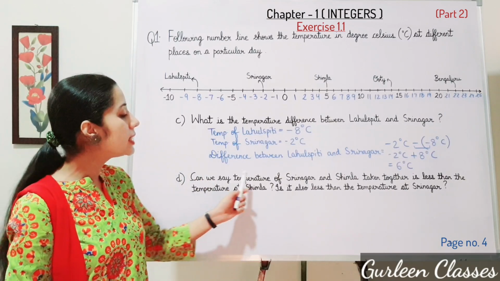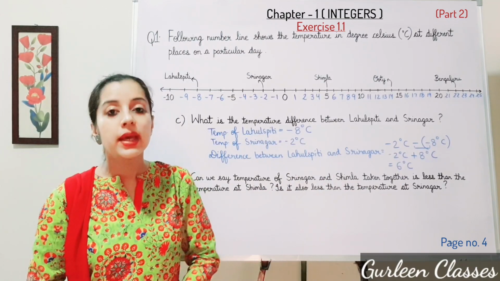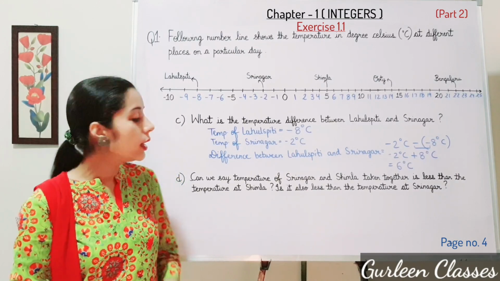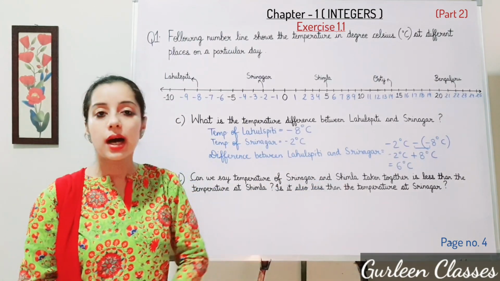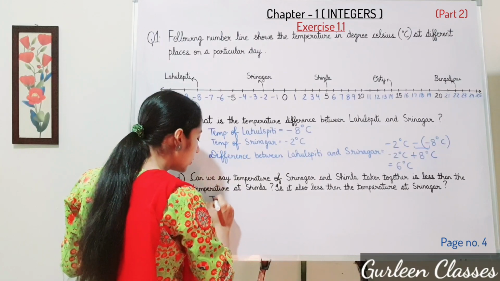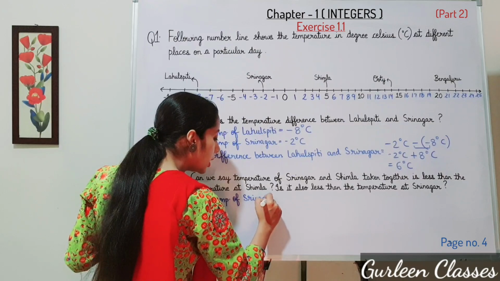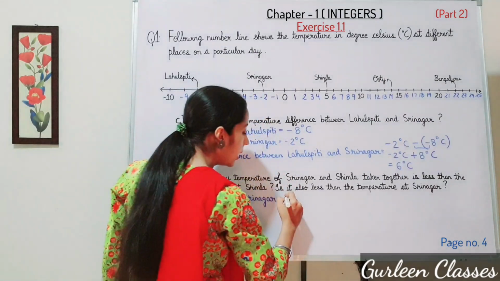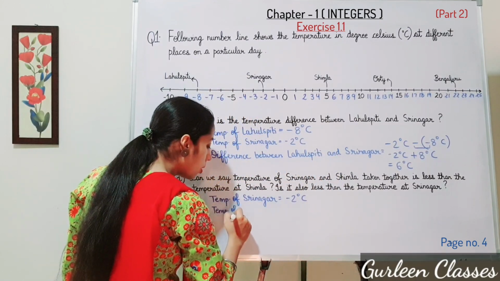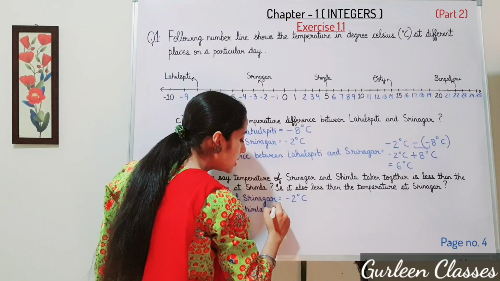D part, can we say temperature of Srinagar and Shimla taken together is less than the temperature at Shimla? So first we have to find out temperature of Srinagar and Shimla taken together. Together we will add. So right here, temperature of Srinagar. So what is the temperature of Srinagar? It is given -2 degree Celsius. Then temperature of Shimla. Shimla temperature is given 5 degree Celsius.